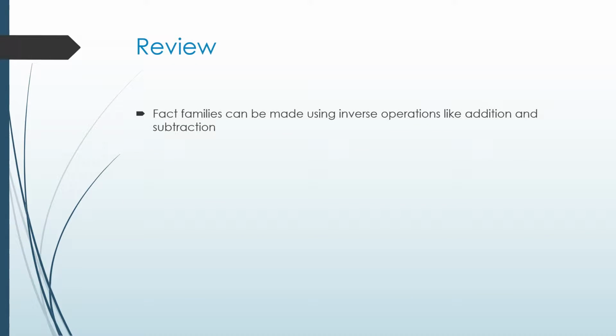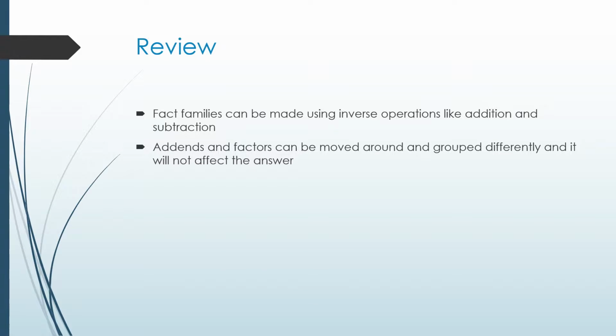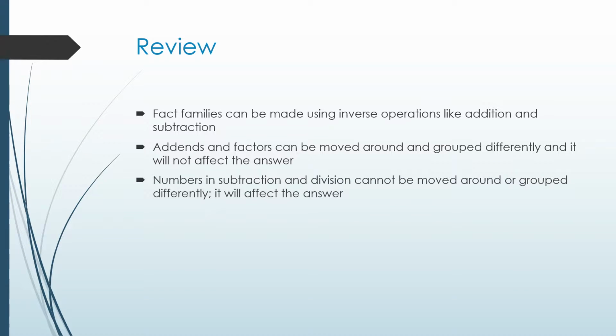Some review from lesson 2. Remember, fact families can be made using inverse operations like addition and subtraction. Addends and factors can be moved around and grouped differently, and it will not affect the answer. Numbers in subtraction and division can't be moved around or grouped differently. It will affect the answer. It'll mess up everything if you move those numbers around.